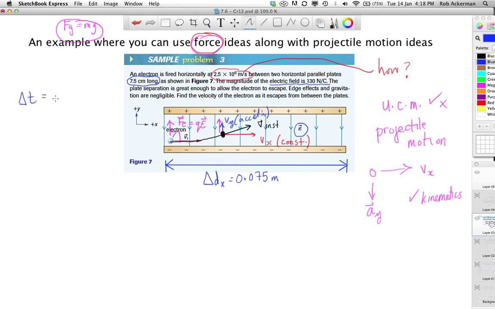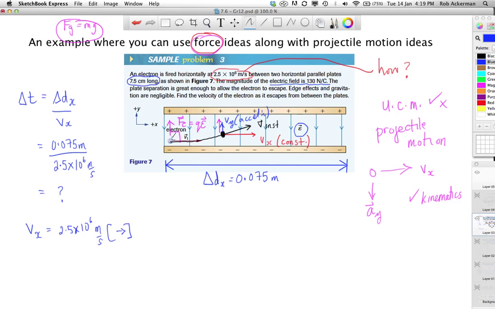Time is equal to distance over speed, when your speed is constant. 0.075 meters at a speed of a pretty impressive 2.5 by 10 to the 6 meters per second is going to give you a certain time. In that time, what is going to happen? Well, Vx is going to stay constant at 2.5 million meters per second. So we can just write that in.